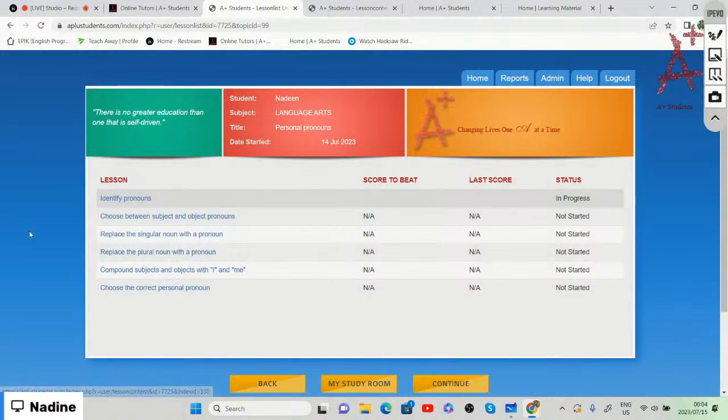Replace the plural nouns with a pronoun, and plural means more than one, so two or more. Then we have compound subjects and objects with I and me. And then we're going to end off with choosing the correct personal pronoun. All right, so we're going to start with our first lesson on identifying pronouns.